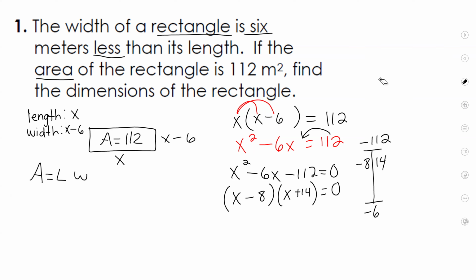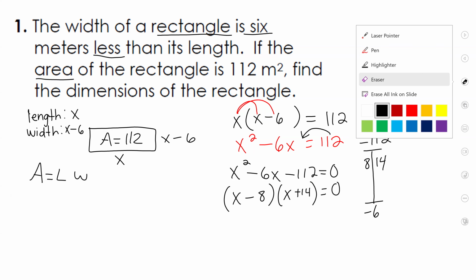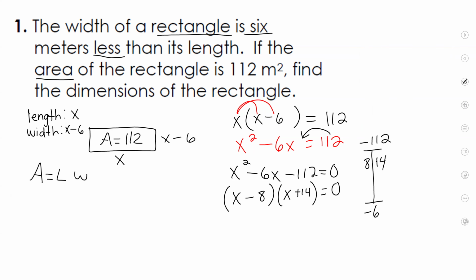Okay, so that means this is X minus 8 times X plus 14 equals, sorry. This should be a positive 8 and a negative 14. So these are my factors. The reason why is because 8 times negative 14 is negative 112. 8 minus 14 is negative 6. So those are my two values, and we put them as factors in our parentheses.